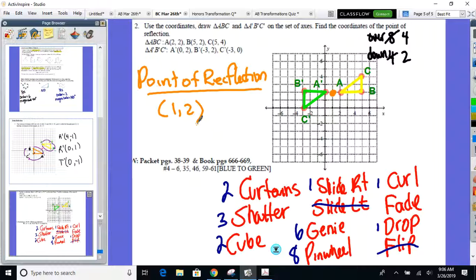Vincent? It's the midpoint of A prime. It's the midpoint of B prime. It's the midpoint of C prime if you drew them in. So if you don't want to do the slope, you can bust out the midpoint formula. That will also find the point of reflection. It's also the midpoint of all those segments.